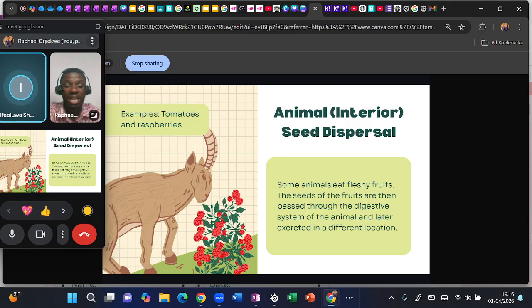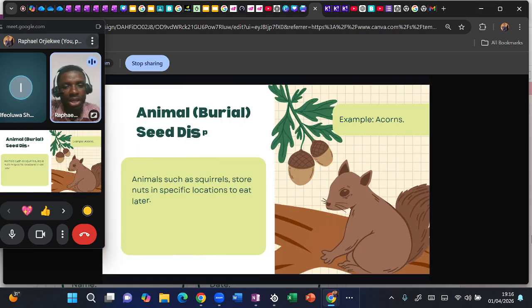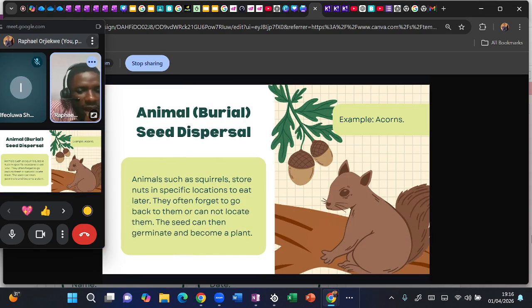No. Okay, then the next one we have is animal burial. This squirrel here doesn't want to stress itself, so it's going to harvest nuts, more than what it can eat at once. Then it's going to store some of them in the soil. So indirectly it has planted those nuts, but it was not intentional. That was not the idea.